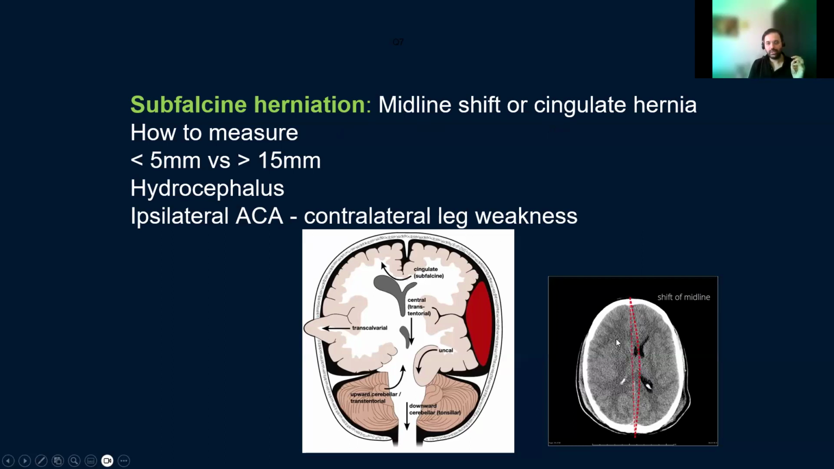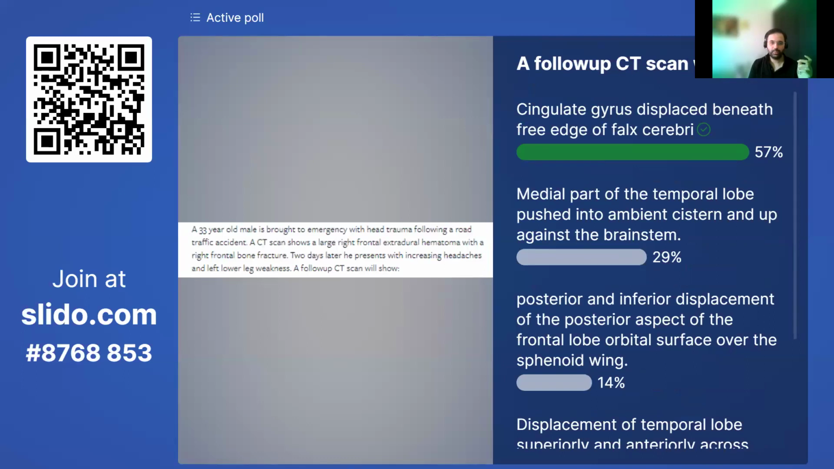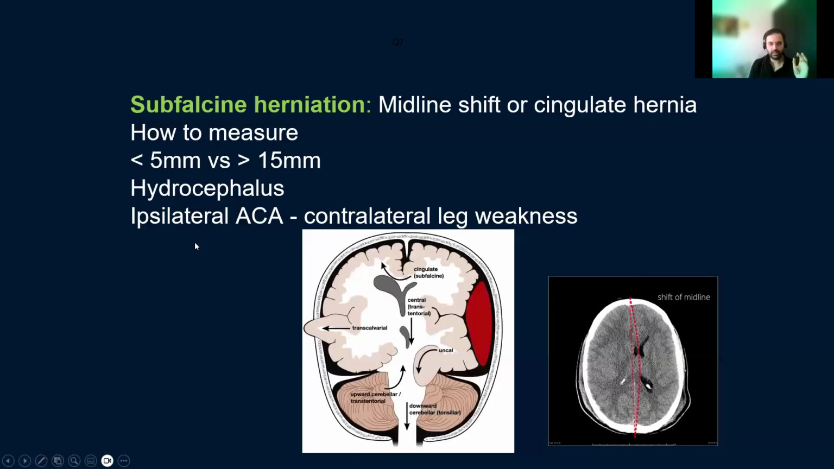Now that is going to be causing an ACA infarct on the side of the problem where the hematoma or the tumor is, and the ACA infarct on the right side is going to produce contralateral leg weakness. So that's what the question stem is describing for you, is that 2 days later, the patient who had a right frontal extradural hematoma is now presenting with a left lower leg weakness, right? So the explanation for that is the ipsilateral anterior cerebral artery is getting compressed by the mass effect, causing contralateral leg weakness.